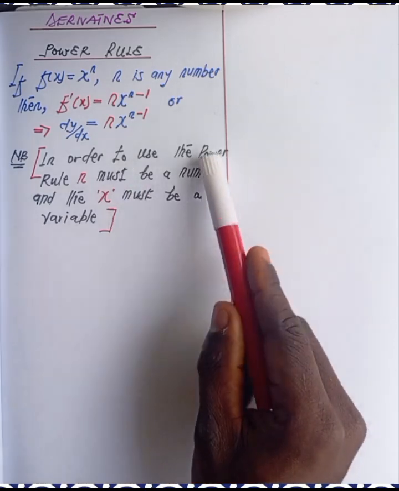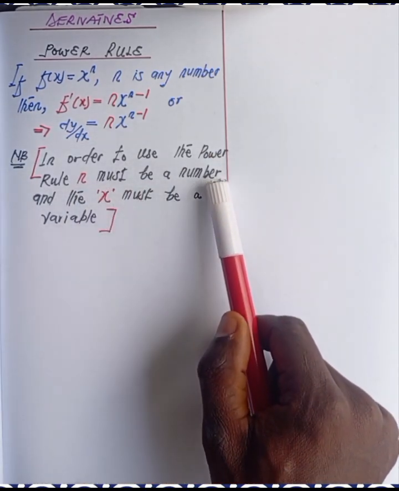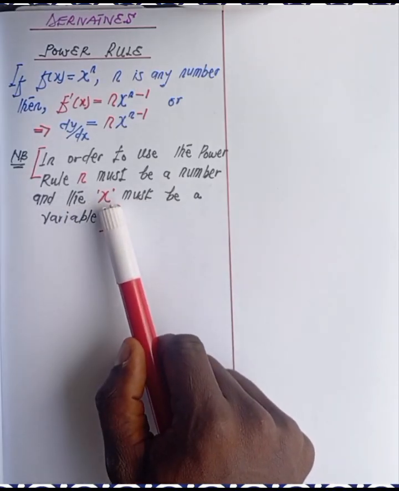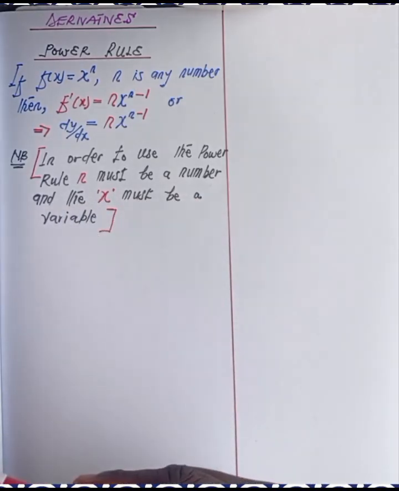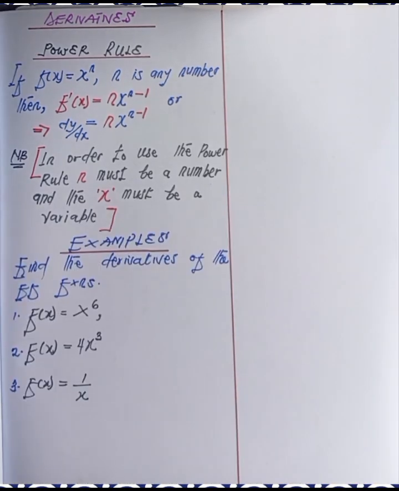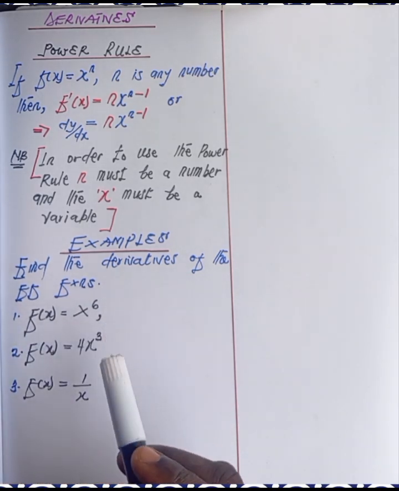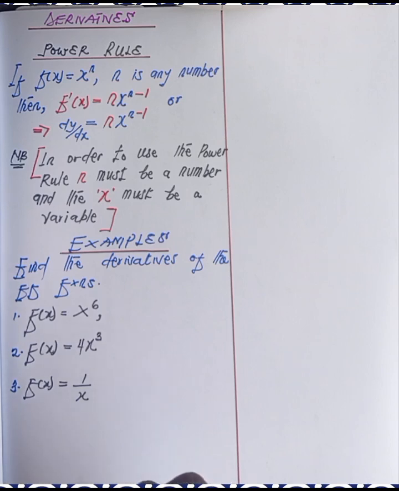In order to use the power rule, you must note n must be a number and the x must be a variable. Now let's take examples and see how best you can apply this rule. Find the derivatives of the following functions. The first one is the function x exponent 6.